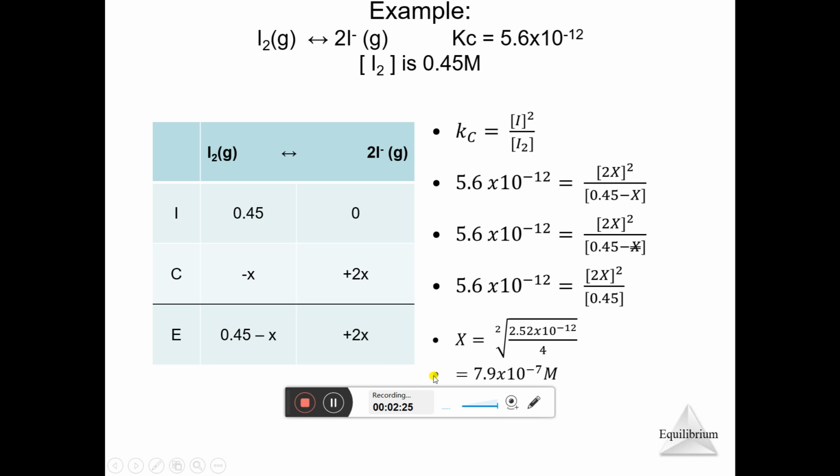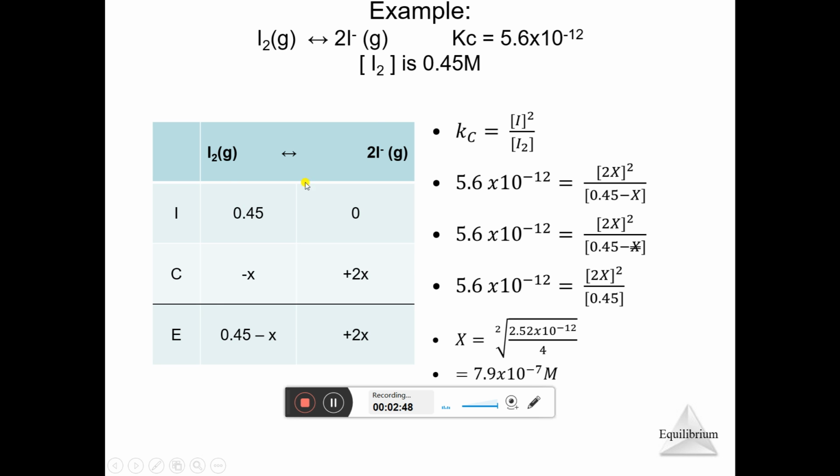So here's an example I have. If you had this equation right here, and you know it's Kc, this Kc in this particular case is very small. It's 10 to the minus 12 power. That's an exceptionally small number. I'm telling you that for this just generic example, the initial concentration of the iodine is 0.45 molar.